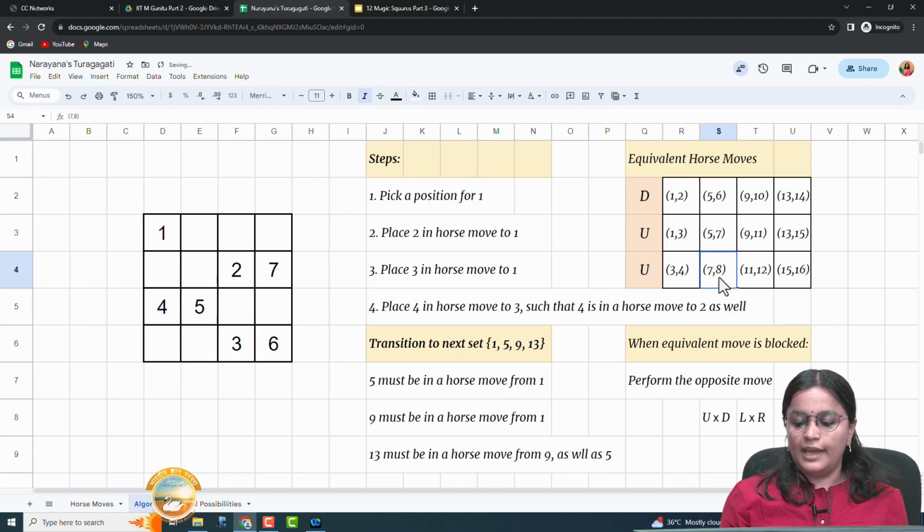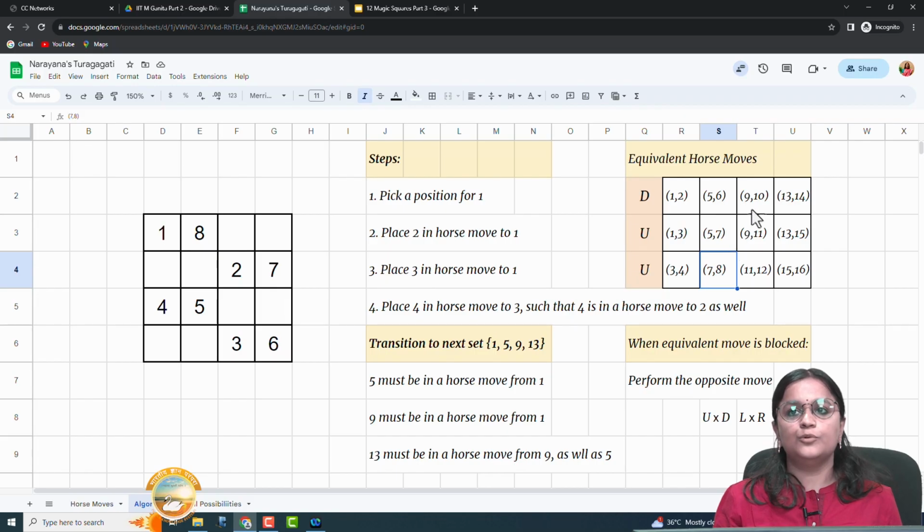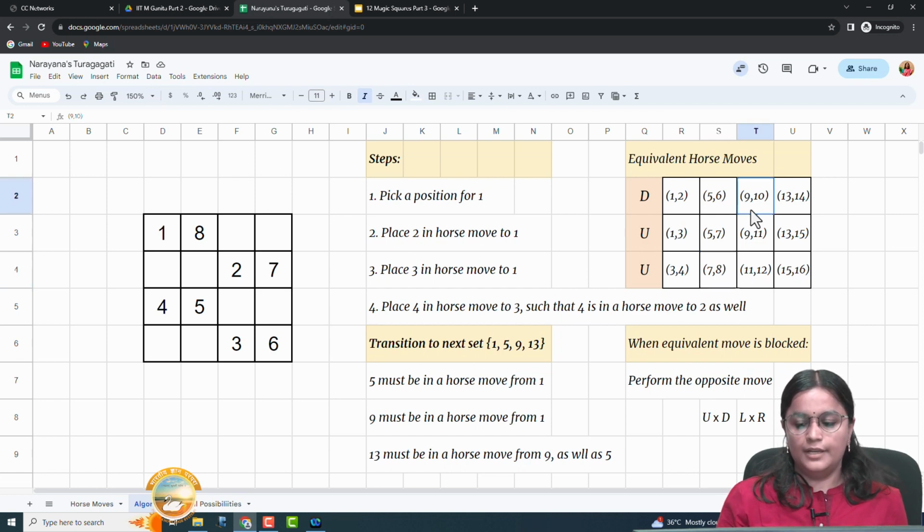Similarly, 7 and 8 must be an equivalent move to 3 and 4, which is again an up move. So, going to 7, we go up, make a horse move, and this gives us the location for the digit 8 on our magic square. With our second set complete, now it is time for us to move to our next set, which is 9, 10, 11 and 12. Let's begin by placing the number 9.